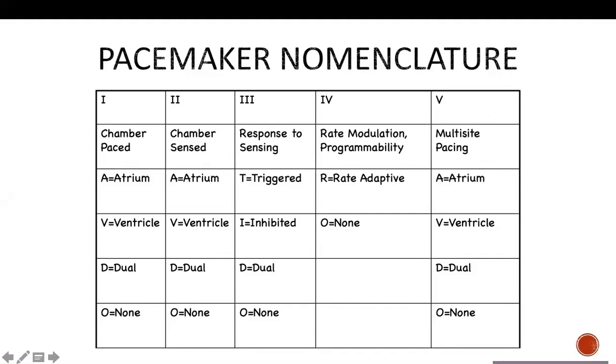As we talked about in the pacing nomenclature, there are usually 5 different letters, but the most common is 3 or 4. The first one is the chamber paced. The second one is the chamber sensed. The third one is the response to sensing. And the fourth one is the rate, whether you need rate adaptive or none. If it's none, you usually just keep it blank and go with the first 3 letters.